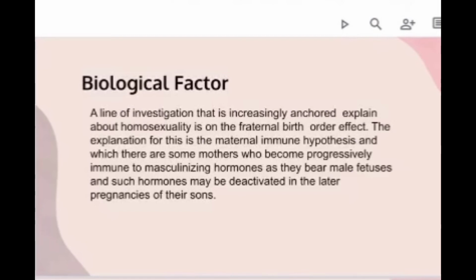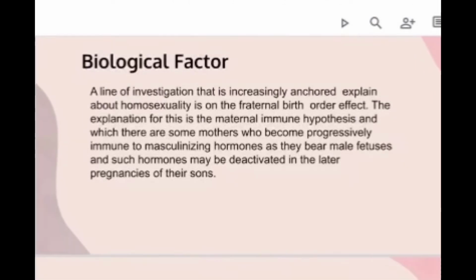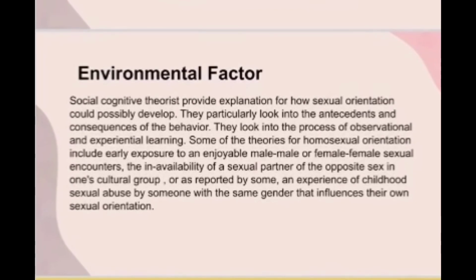So to simplify, for the biological factor, being homosexual is sometimes because of the antibodies passed to us by our mother when she was giving birth to us or to a certain child. So next, we have the environmental factor when it comes to sexual orientation. So this is where the social cognitive theorists provide an explanation for how sexual orientation could possibly develop. They particularly look into the antecedents and consequences of the behavior. So these factors focus on how sexuality adapts to the environment or the society where we live, according to a person's daily life. They look into the process of observational and experiential learning.